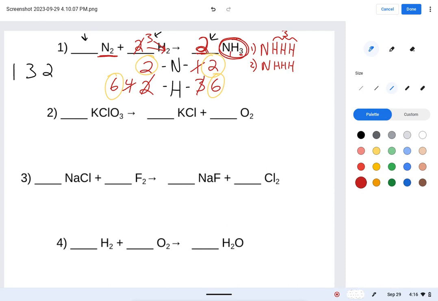All right, we're going to do these next ones a little bit faster. Again, first step is draw out what we've got. Every capital letter and the lowercase, if it's there, is going to be a new element, a separate element. So we've got 1 K, which is potassium. We've got 1 Cl. We've got 1 oxygen.